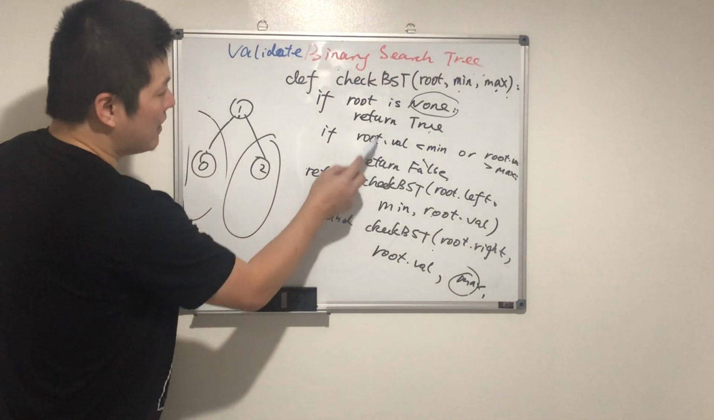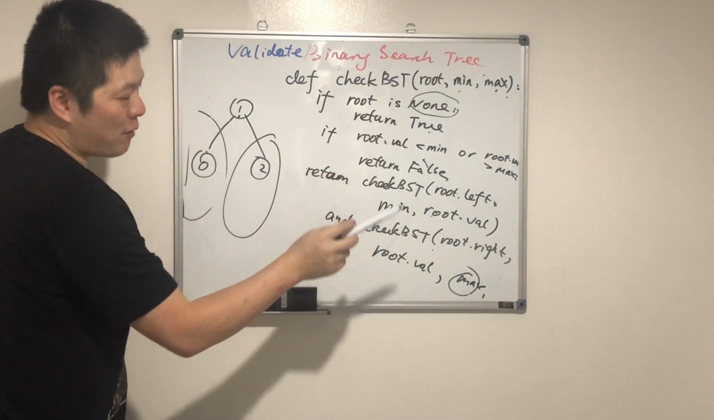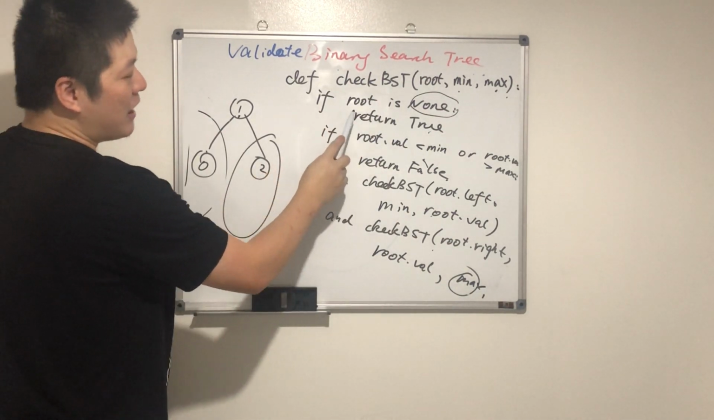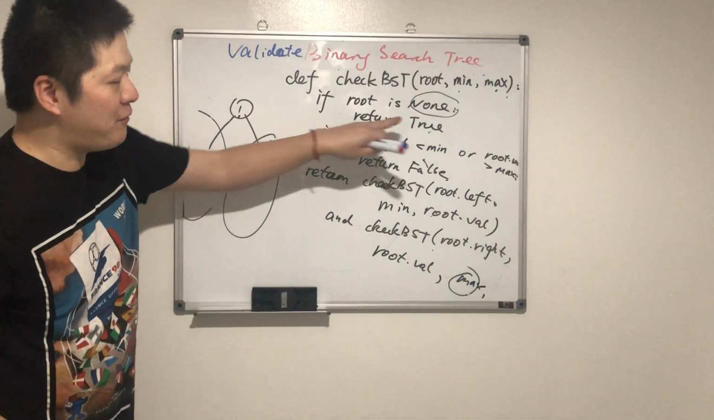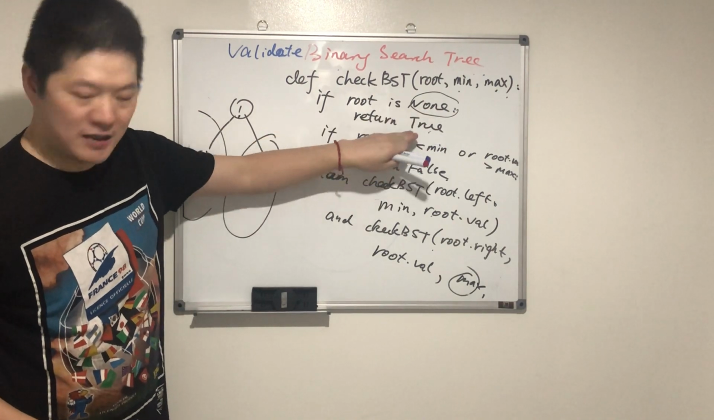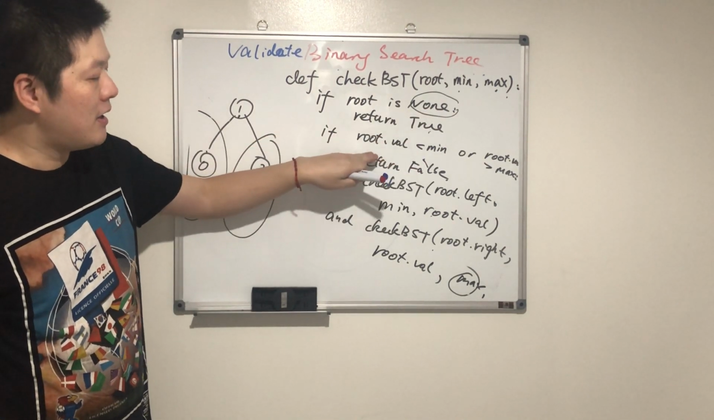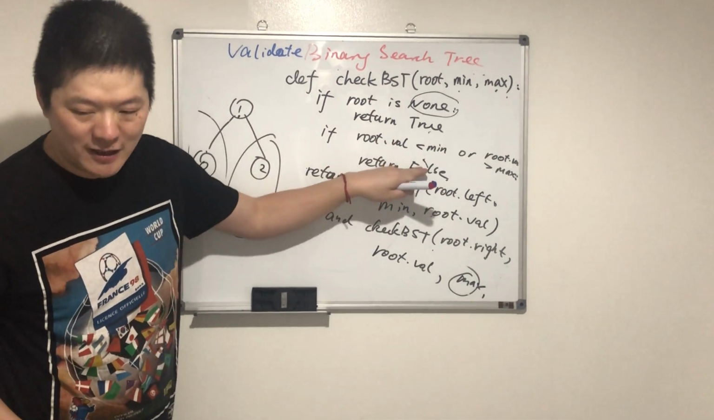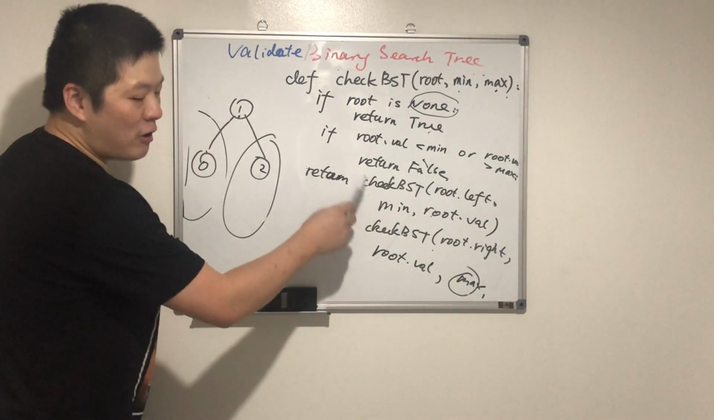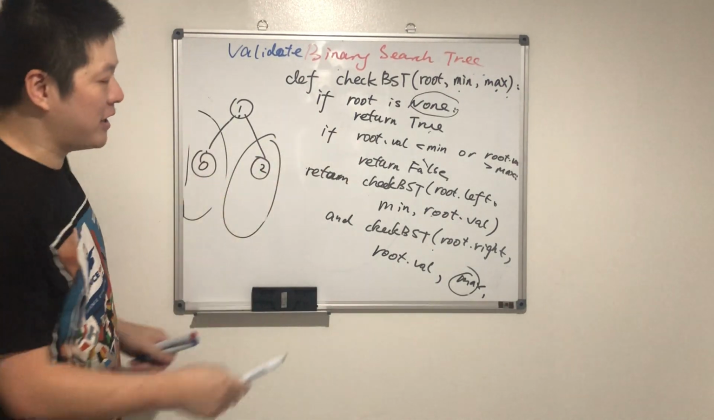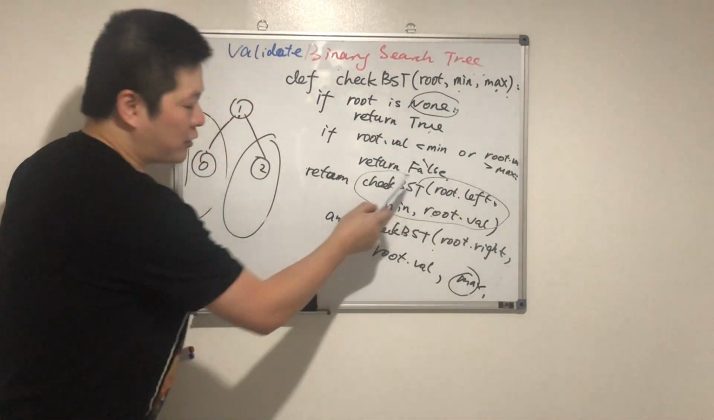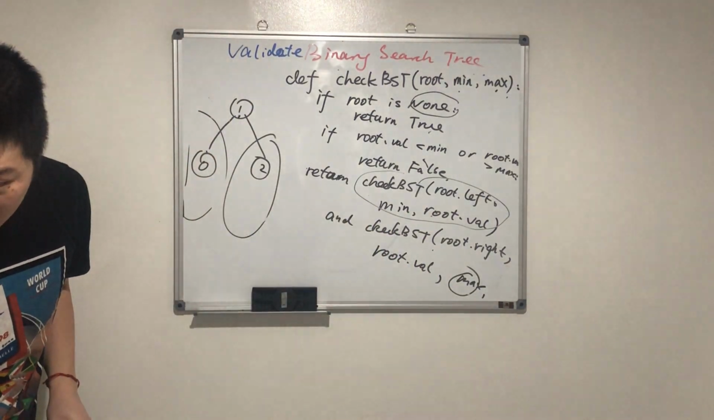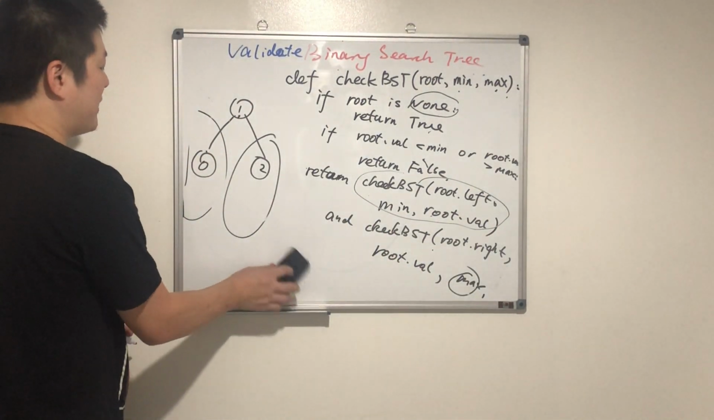Look, this is very simple recursion. If the node is empty, it's a binary search tree, right? If the value is not inside the range, it's not a binary search tree. Also, in order for this to be a binary search tree, the left tree has to be a binary search tree, and the right tree has to be a binary search tree. Am I right?